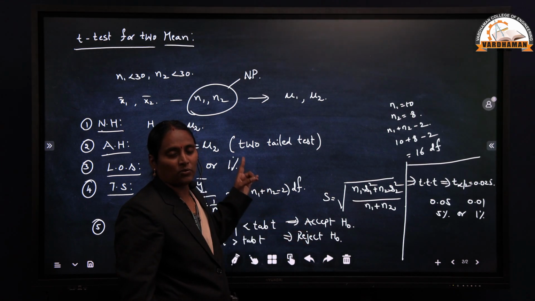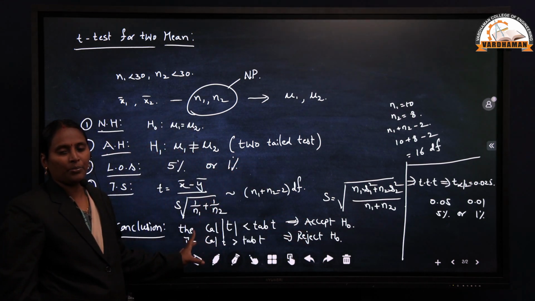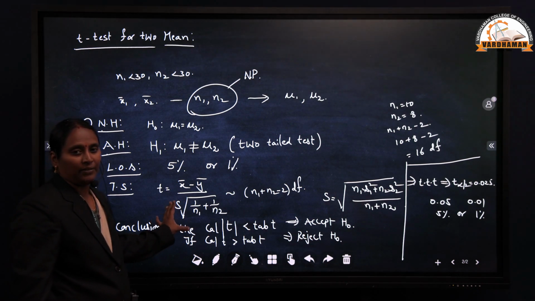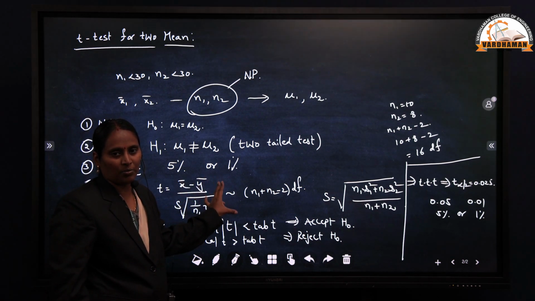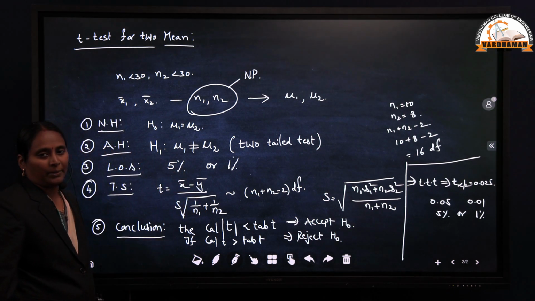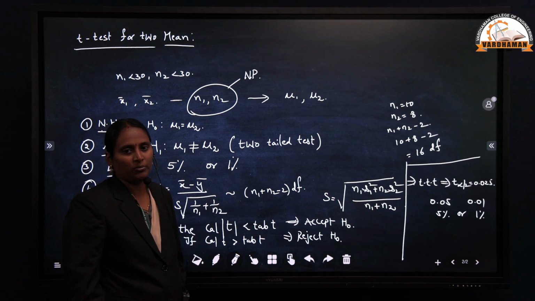Then, whatever procedure we follow in the t-test for single mean, we follow the same procedure in the t-test for two means. The only difference is the formula: t is equal to x bar minus y bar divided by s root of 1 by n1 plus 1 by n2, and the degrees of freedom are n1 plus n2 minus 2.